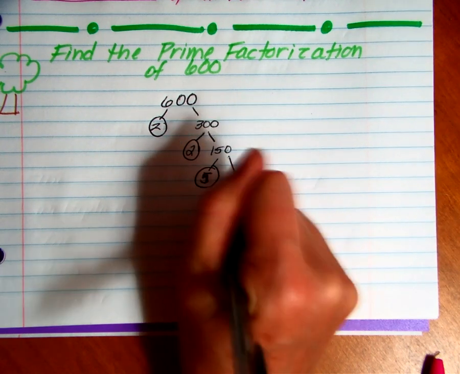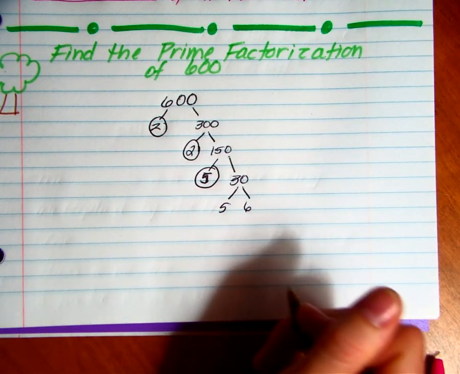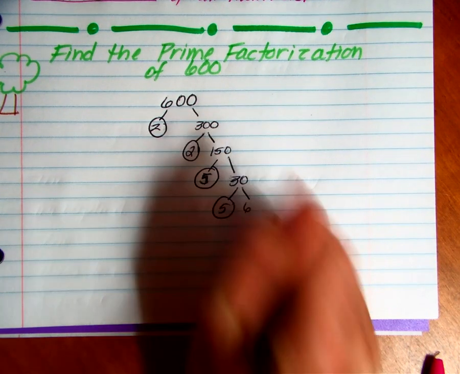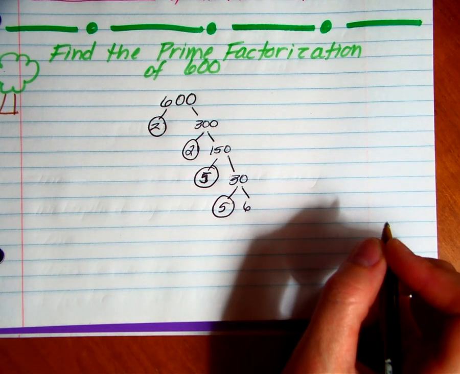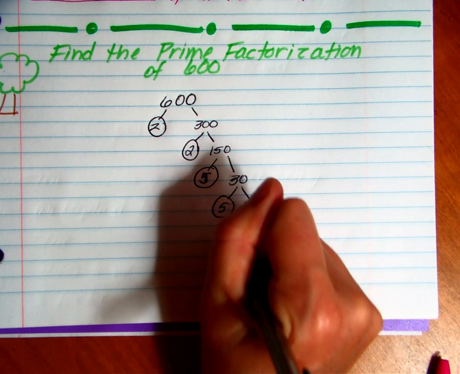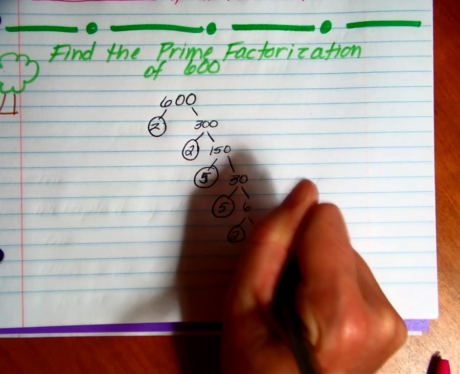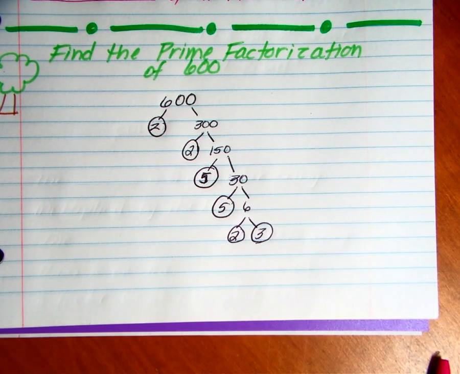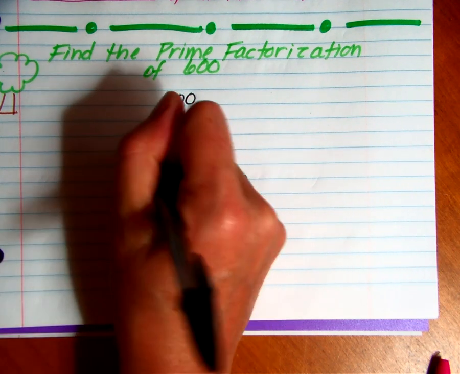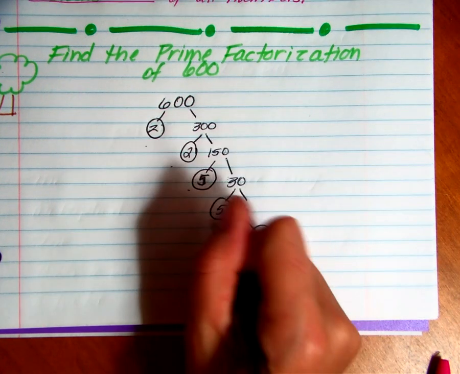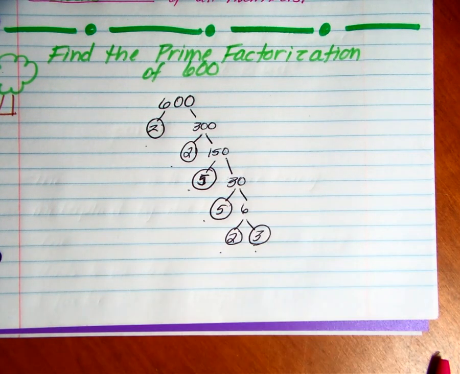30, we could do 5 times 6. 5 is prime. That branch is finished. 6 is still composite. 2 times 3. Okay, now, if I take all the leaves at the end of the branches, I can write a multiplication expression. I can write 2 times 2 times 5 times 5 times 2 times 3.